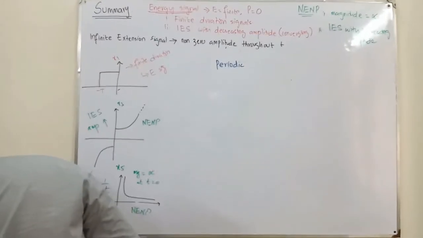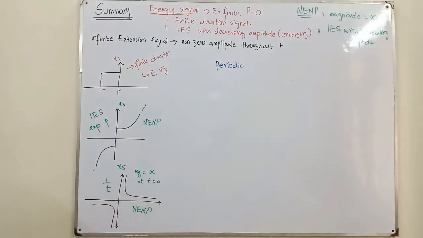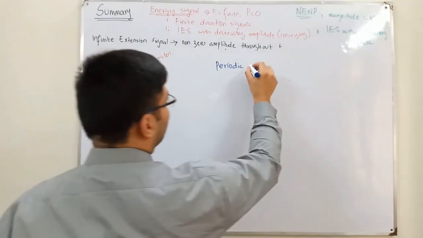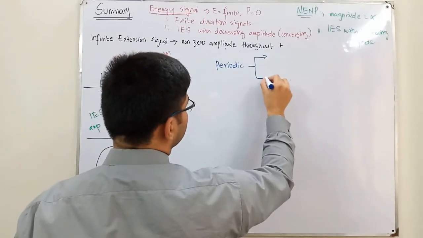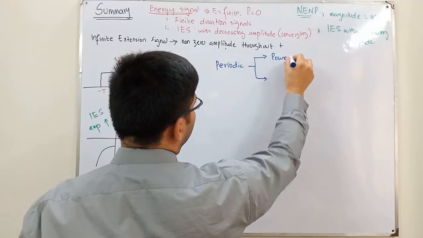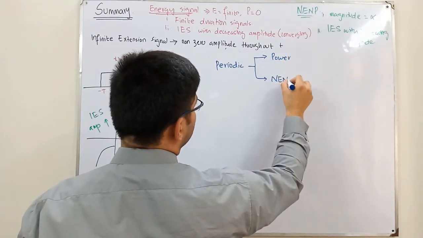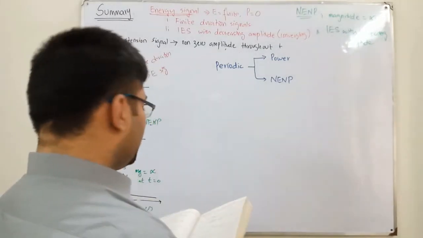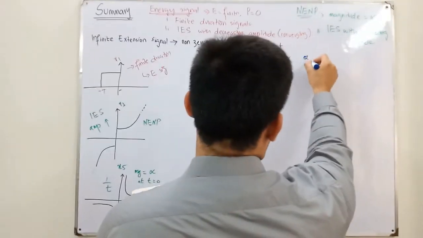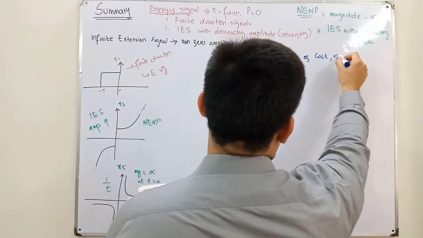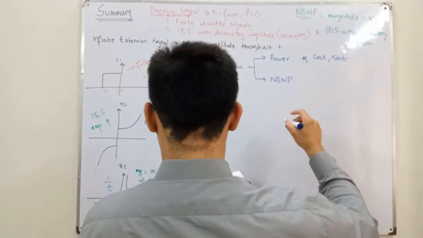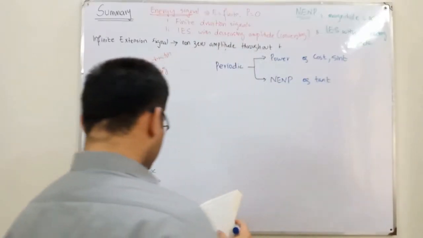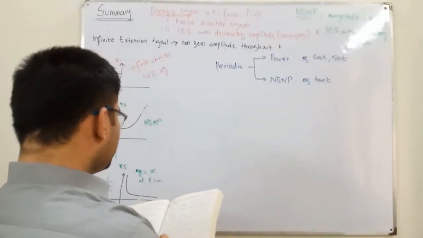Periodic signals could be either power signals or they could be neither energy nor power signals. And examples I have written over here for myself, so I will take it out. Cos of t, sine of t. For example, you have cos of t, you have sine of t. And similarly over here you have, for example, a tangent of t that we discussed right now. Fine.